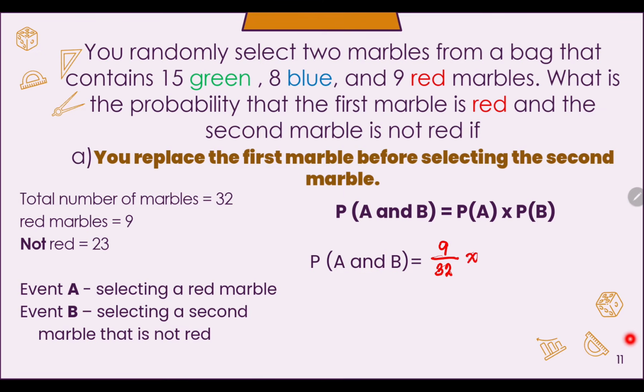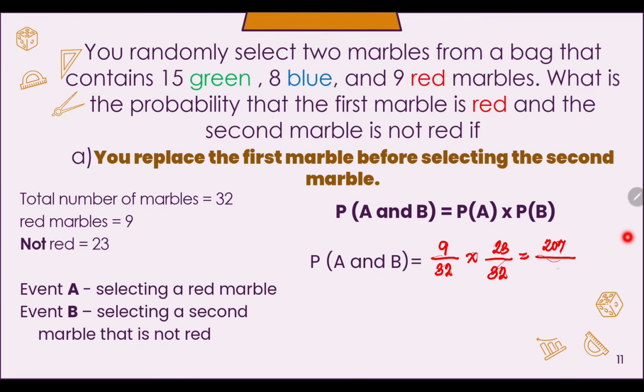We multiply this by the probability of event B selecting a second marble that is not red. How many not red marbles are there? There are 23 out of how many marbles there in all, that's 32, because after selecting one marble, we replace it back. Therefore, the number in the sample space was not changed. So we do the operation. 9 multiplied by 23 is 207.